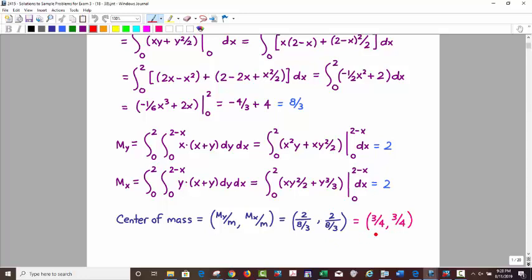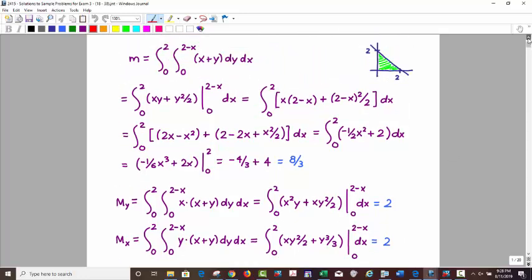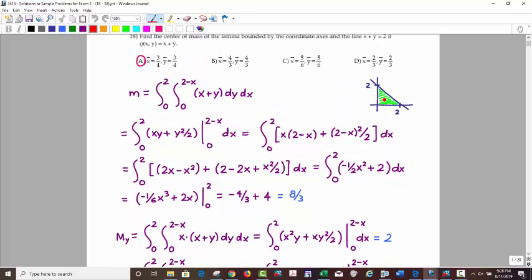Now it's very important that your answer fits somewhere in your shaded region of integration. And so you can just take a quick look at your shading here and see that the point 3/4, 3/4 might be somewhere right in there. So yeah, it's in your region.